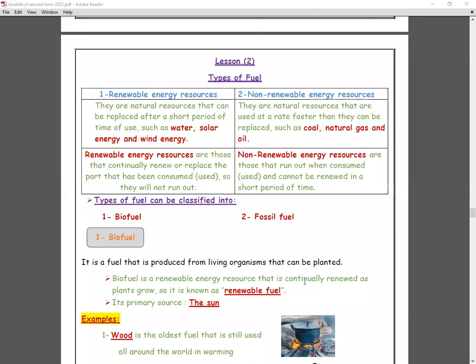So we have to rationalize our use of everything around us so as not to allow it to run out, okay? Now we said that we have biofuel, which needs only a short period of years to replace. If we use wood from the trees, we need a few years to replant another one. But in the case of fossil fuel, we need a long period of time. We need millions of years to replace it. So that's why we have two types of energy resources. We have renewable and non-renewable.